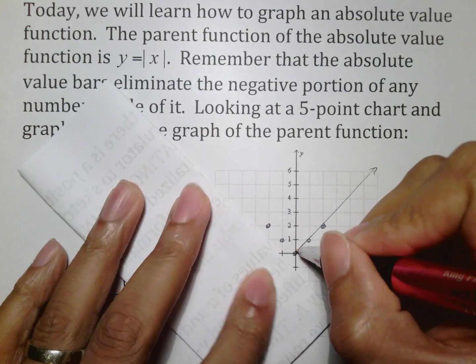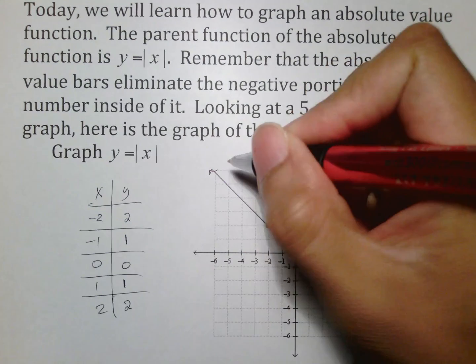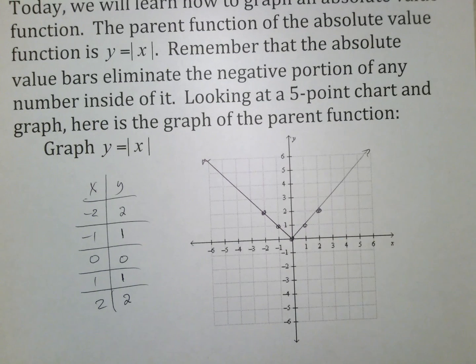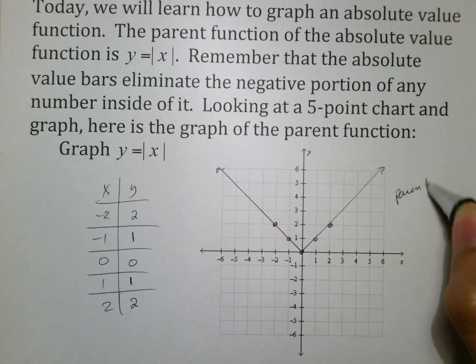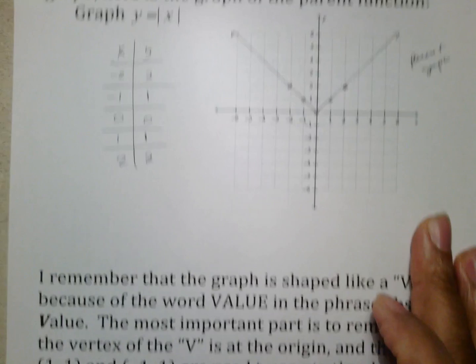And again, my graph is not perfect, but it gives you the general idea of what the absolute value looks like, because for every part that you go over, you're going to go up the same amount, even as you go negative. That is your absolute value graph. That is what we call the parent graph. And what we're going to do is use the parent graph to determine other shapes of the absolute value graph.